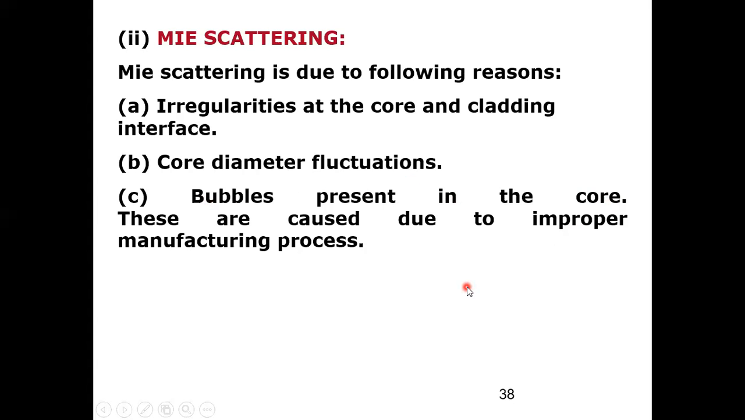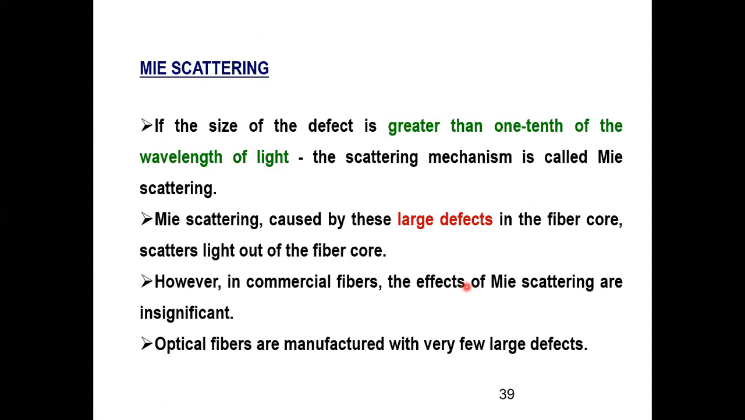Okay, so these are also the result of improper fabrication technique. Now, when I'm talking of the size of the defect, if the size of the defect is greater than 1/10 of the wavelength of light, the scattering mechanism is called Mie scattering. Mie scattering, caused by these large defects in the fiber core, scatters the light out of the fiber core. However, in commercial fiber, the effects of Mie scattering are insignificant.